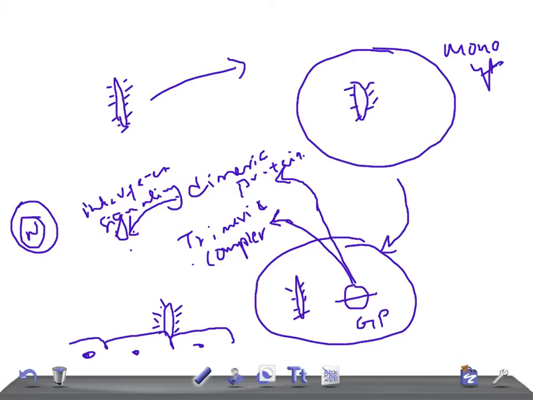This dimeric protein uses the neutrophil as a vehicle for the transport of the Ebola virus to different parts of the body. So the Ebola virus will sit on this neutrophil, and they will travel to different parts of the body. Like it goes to the liver, the spleen, the lungs and so on, and destroys them.